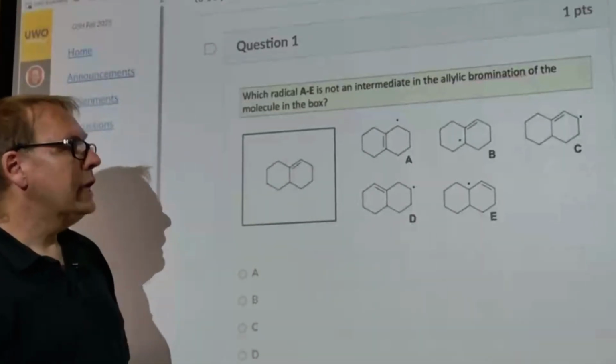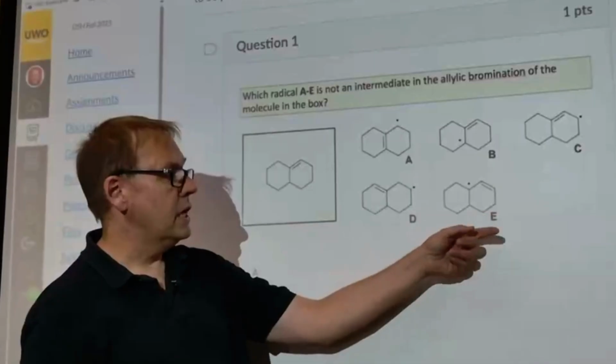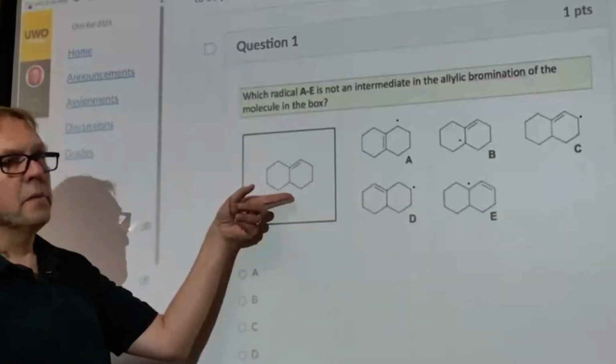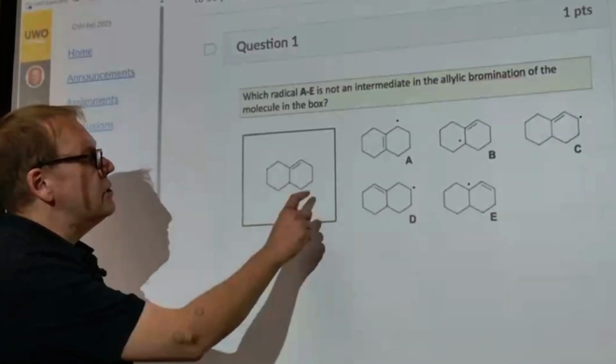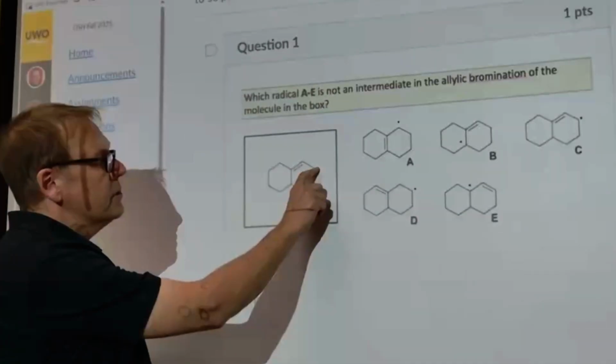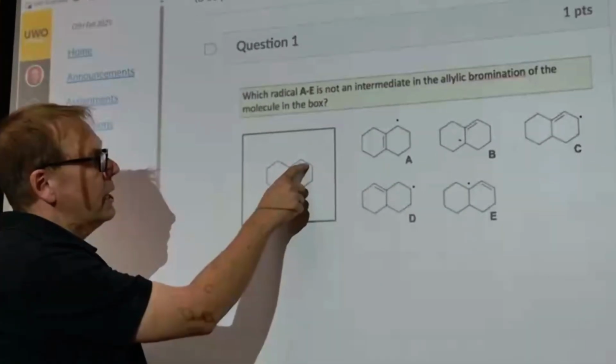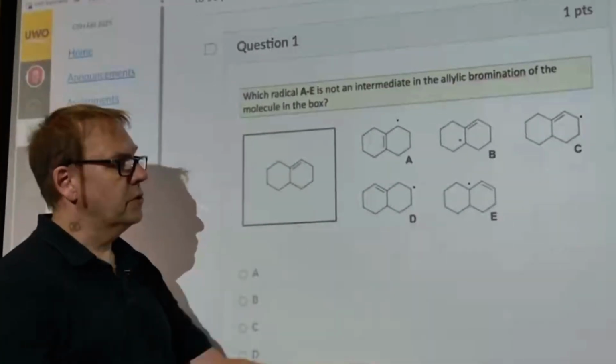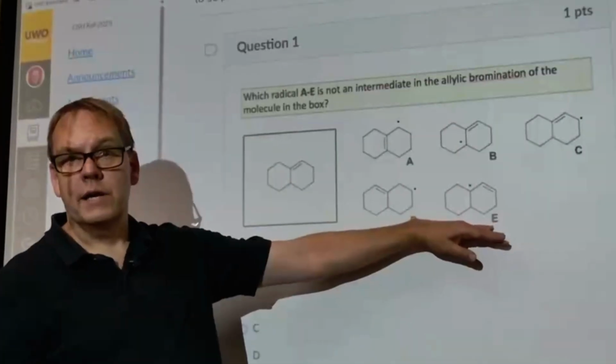And then E, it's a similar story with E. E doesn't look much like the molecule in the box at first. But if you imagine plucking an H dot off of this allylic position, then by resonance you get a double bond here and the dot goes there. So E is another one that's an actual intermediate.